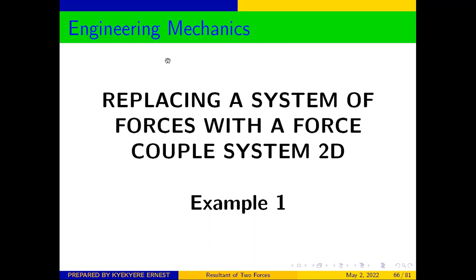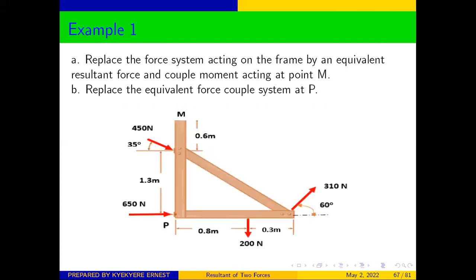Today we are looking at replacing a system of forces with a force couple system. 2D, example 1. Let us look at our question and see how we are going to solve it. Replace the force system acting on the frame by an equivalent resultant force and couple moment acting at point M. Replace the equivalent force couple system at T.